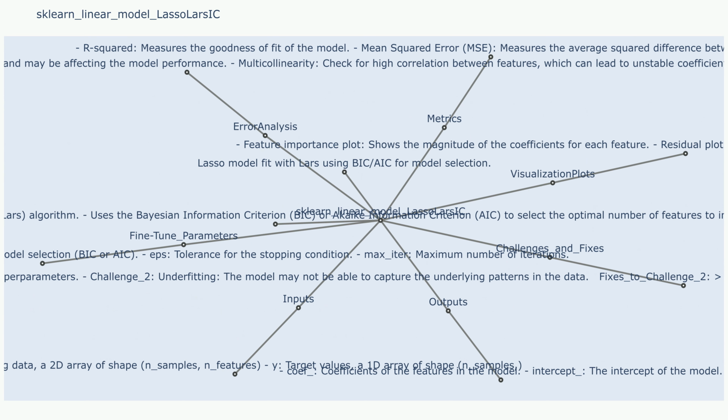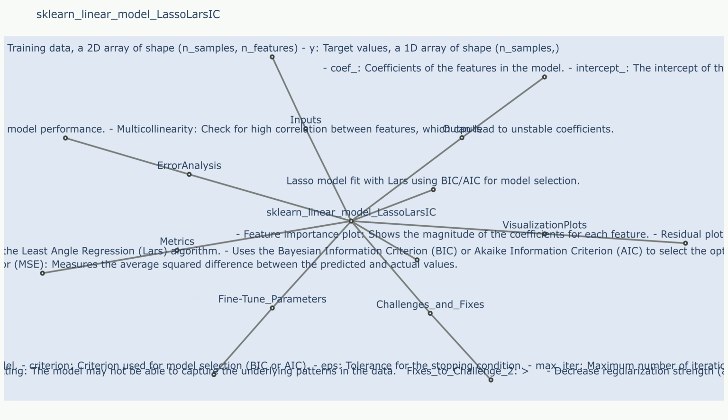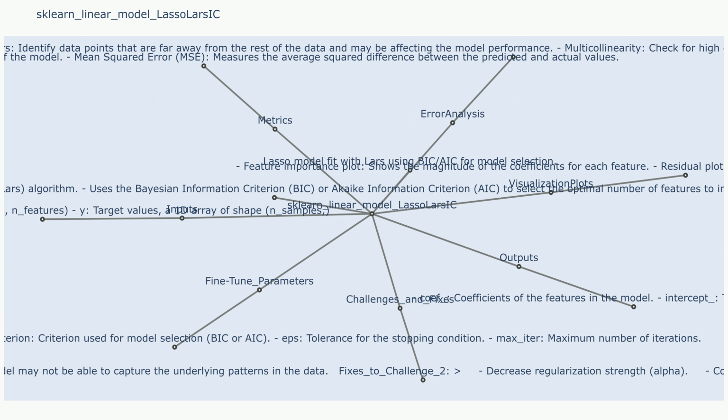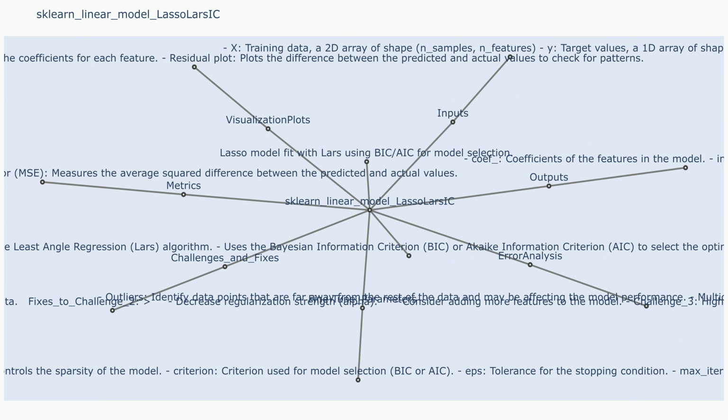Steps. The model iteratively adds features to the model, starting with the feature most correlated with the target variable. At each iteration, the model finds the direction that minimizes the residual sum of squares. The model then moves along this direction until another feature becomes as correlated with the residual as the current feature. This process continues until all features are added to the model. The model then uses an information criterion to select the optimal regularization parameter.